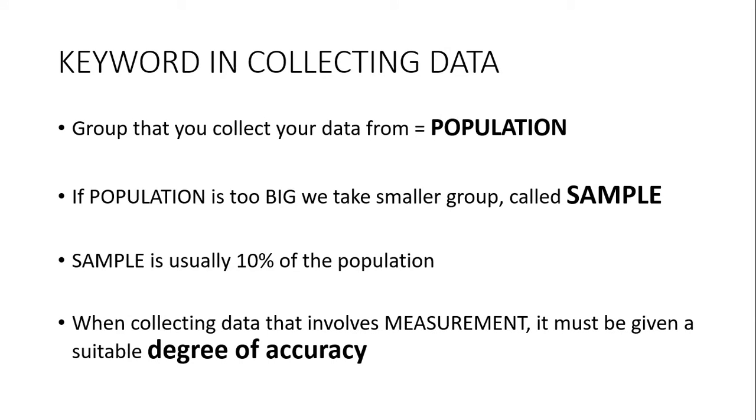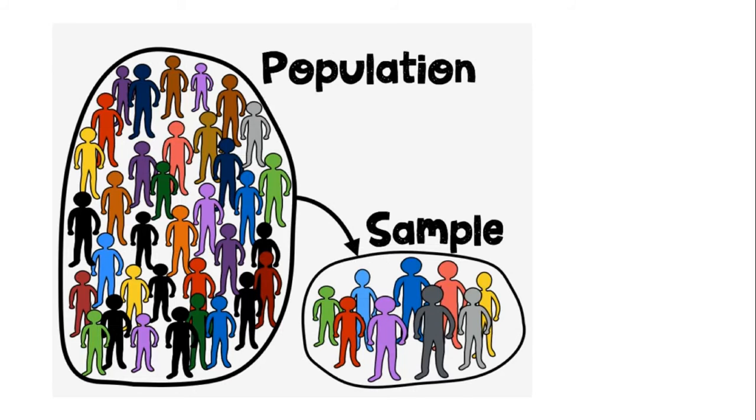And another important keyword is degree of accuracy. When collecting data that involves measurement, like your friend height or your friend's weight, you need to decide your degree of accuracy. Now, as you can see, when the population are too big, like this example, you can choose to take smaller group, something what we call sample. And it's usually 10% of the population.